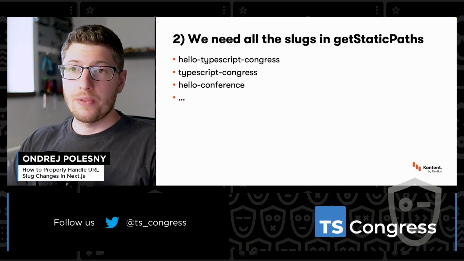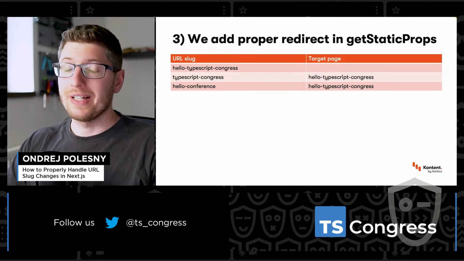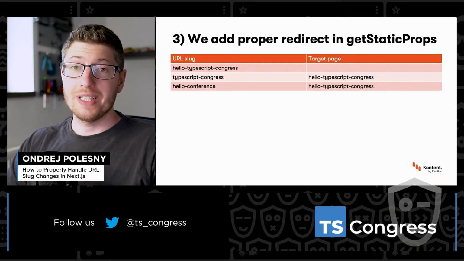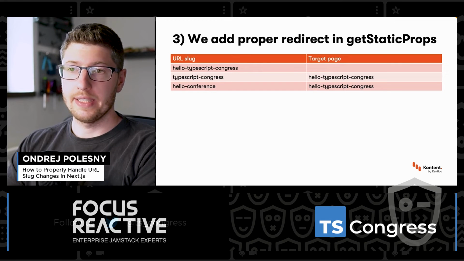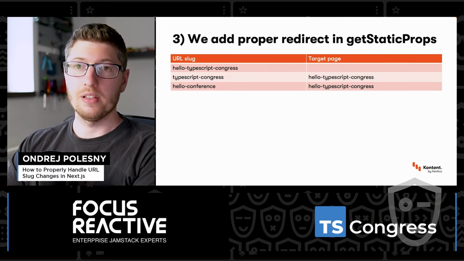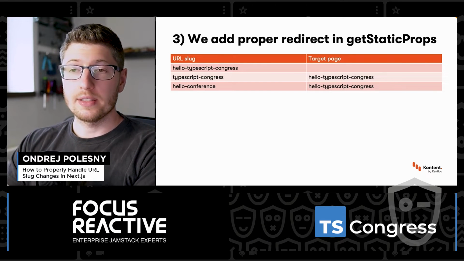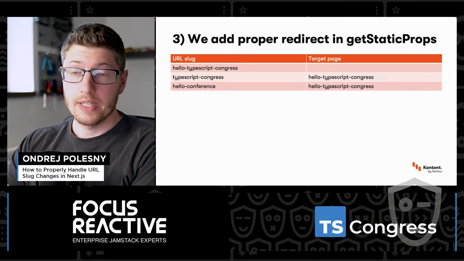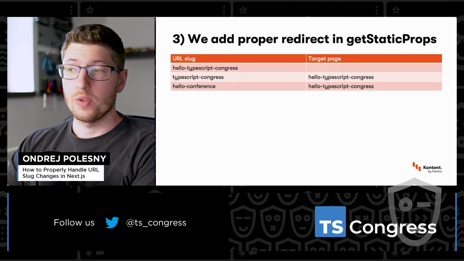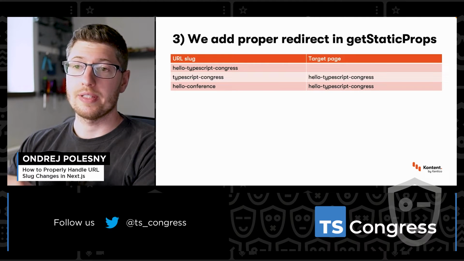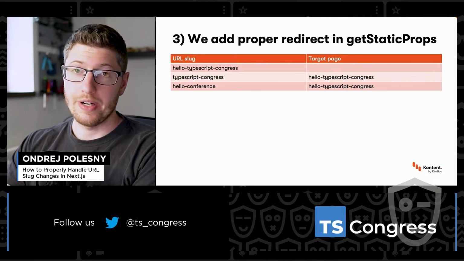And the last step, the third step, is to add a proper redirect in getStaticProps. There we need to find out, based on the slug, whether this is a current slug, like Hello TypeScript Congress, which is the target page, or whether the slug that we're using is a historic one and we should redirect the visitor to the current page. In this case, that would be Hello TypeScript Congress, so TypeScript Congress and Hello Conference will issue redirects.